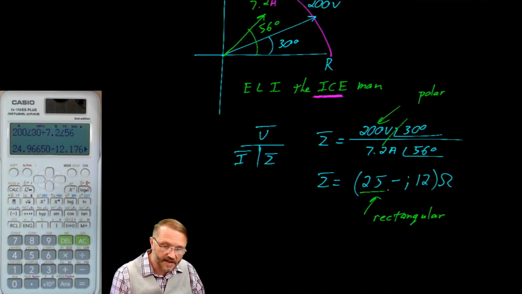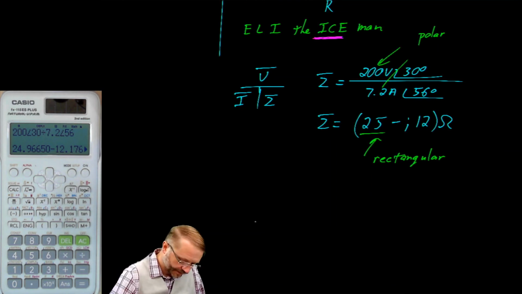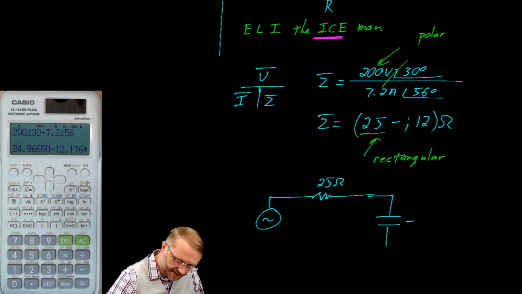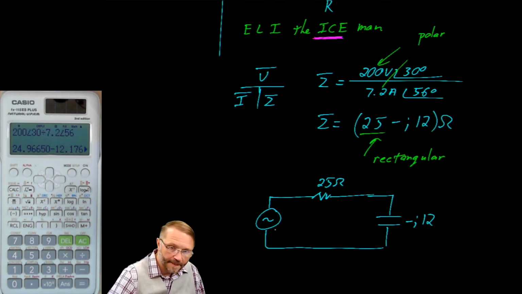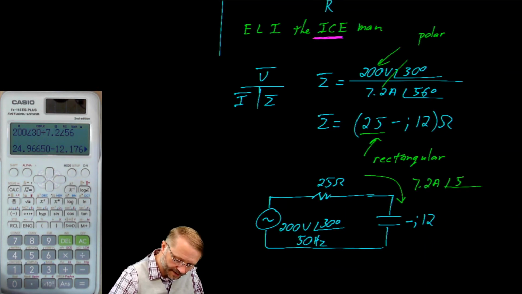For example, you would see that as a resistor of 25 ohms, and you would see that as a capacitor with an impedance of negative j12. If you were to construct a circuit, you would see that resistor of 25 ohms and a capacitor at negative j12. The voltage as measured by the meter would be 200 volts. Remember, that's 50 hertz in this case. And the current would be 7.2 amps. And there's our angle.